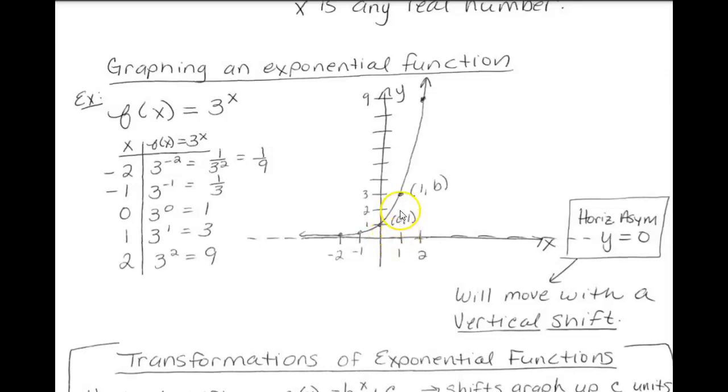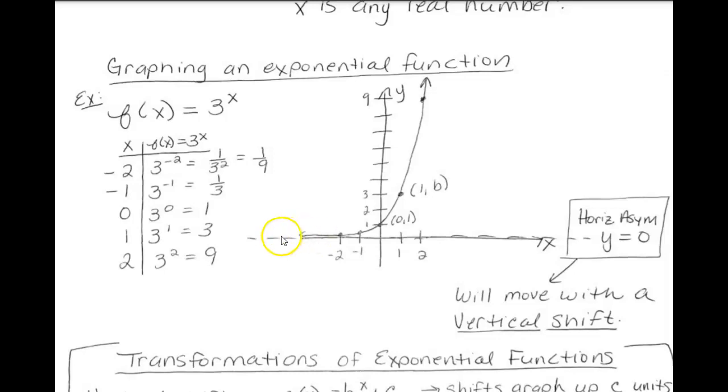1, 3, so over 1, up 3. This other point I labeled in general would always be the ordered pair 1 and then whatever b is, right? The b right here to the first power is always just b. So when that base changes, this is the general form of the second point we're going to use when we do our transformations. And then 2, 9 would be way up here.